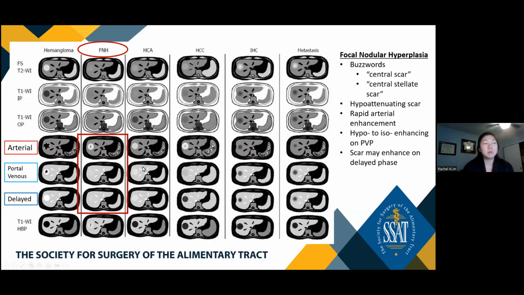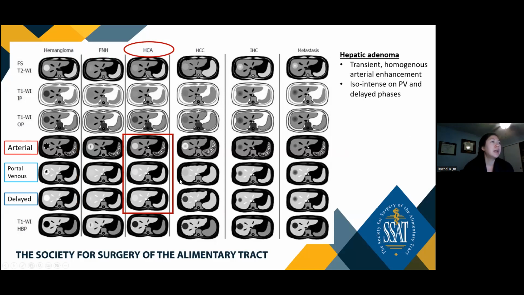A focal nodular hyperplasia, that's that central scar. It's very distinct. And in most, in the arterial phase, that central scar is hypoattenuating or hypoenhancing. But once you get to the delayed phase, sometimes that scar may enhance. It's a rapid arterial enhancement, but then it becomes more hypo to iso enhancing on the delayed and portal venous phases. And then hepatic adenoma, that has a transient homogeneous rather than the nodular like the hemangioma, but a homogeneous arterial enhancement. It also becomes more iso-intense on the portal venous or delayed phases.